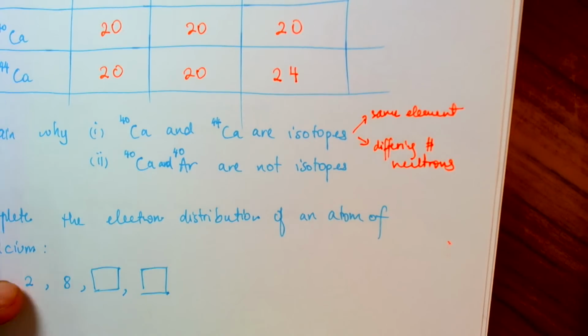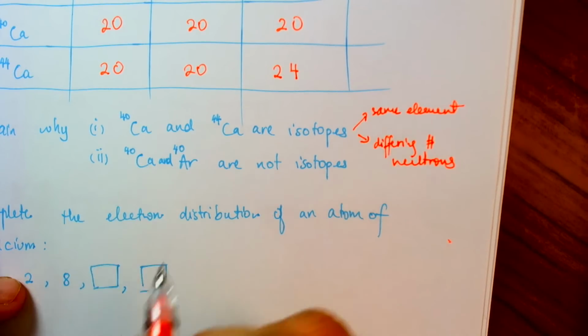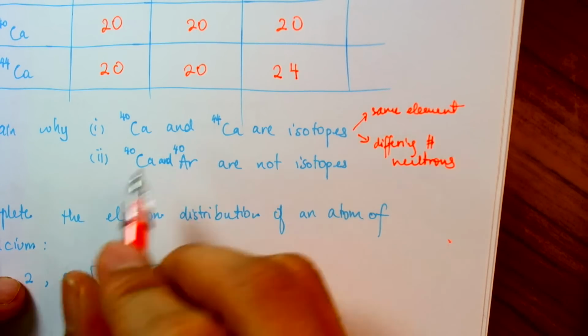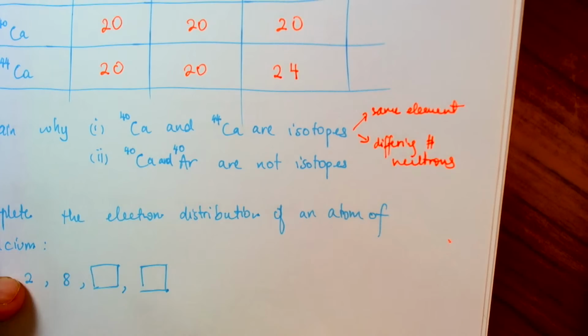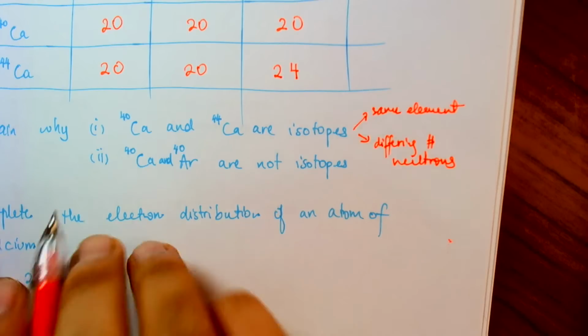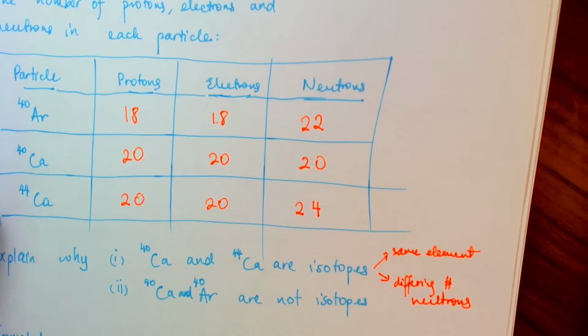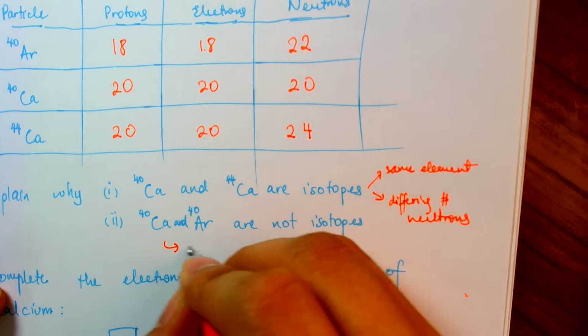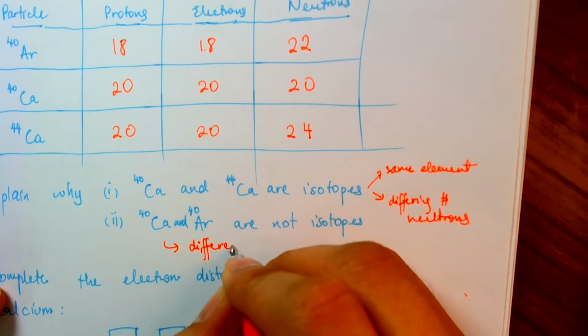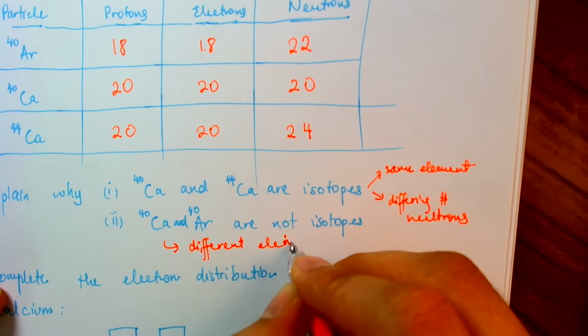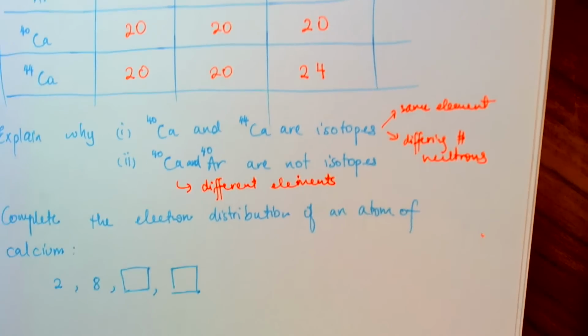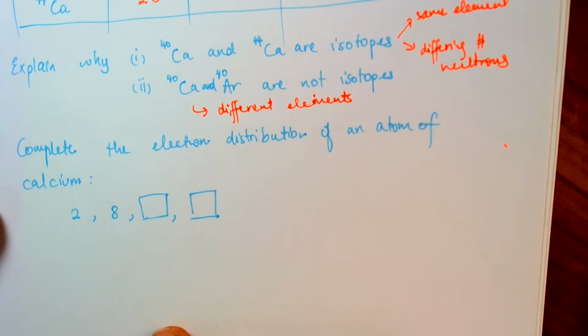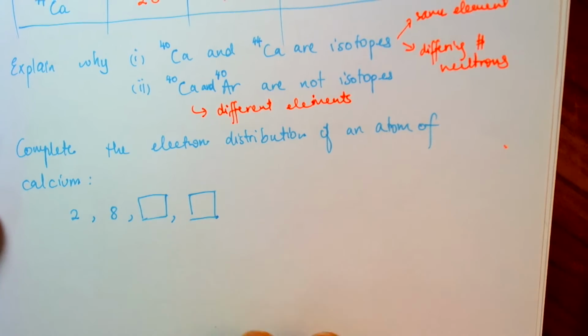Write that down. Explain why calcium-40 and argon-40 are not isotopes. Just because they have the same mass number doesn't make them related in any way. They are completely different elements. Calcium has 20 protons, and argon has 18 protons, so they are different elements. The simple answer is that they are different elements, and different elements can't be siblings, I guess, can't be brothers or sisters.